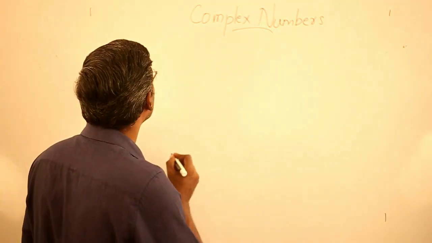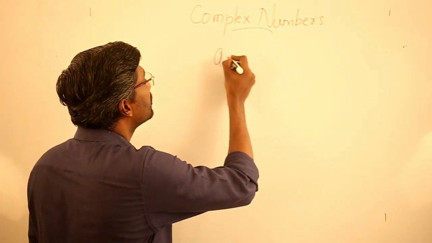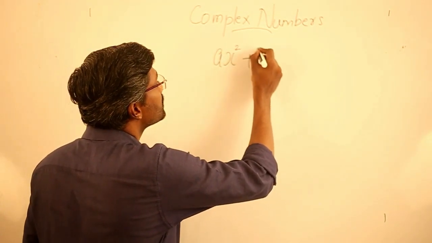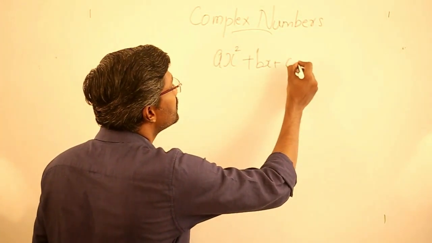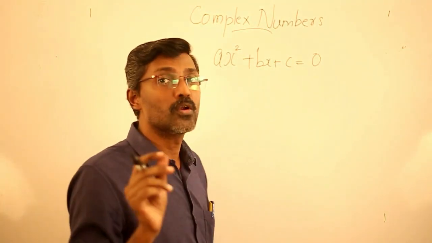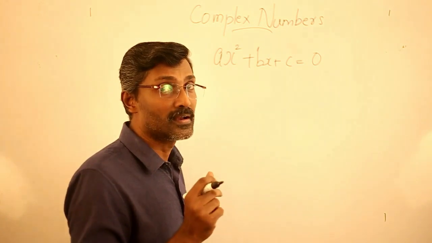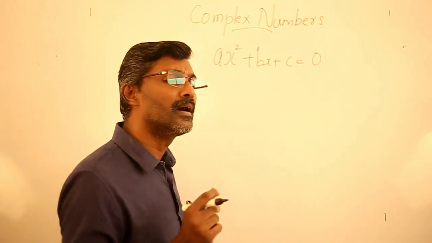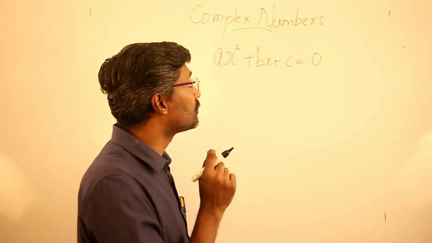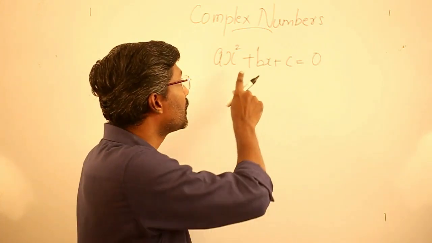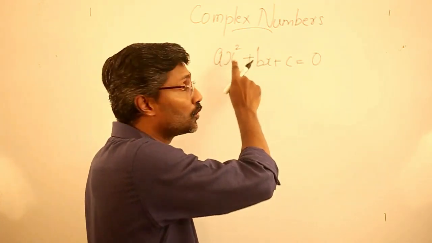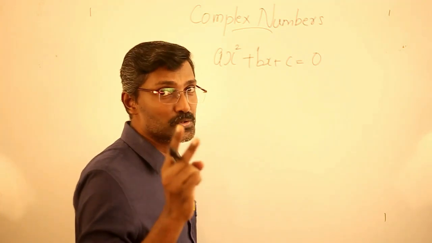So, have you seen this? ax² + bx + c = 0. I hope all of you remember this equation. This is the general form of a quadratic equation, okay? And how do you find the roots of this equation? Obviously, this equation is of degree 2 and it has two roots, two solutions, right?